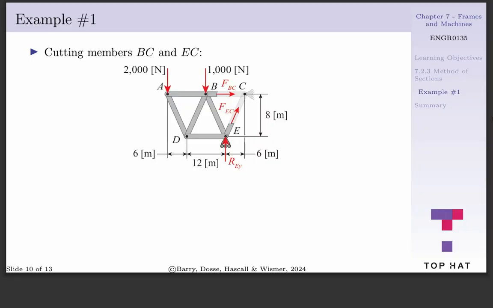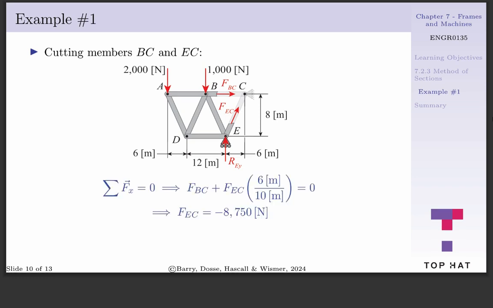Now we can cut members BC and EC. In doing so, we recognize that we only have 1 unknown. Applying the summation of forces in the x direction, FBC plus FEC times cosine theta is equal to 0, and we find FEC to be equal to negative 8,750 newtons. The negative sign here indicates this member is under compression.